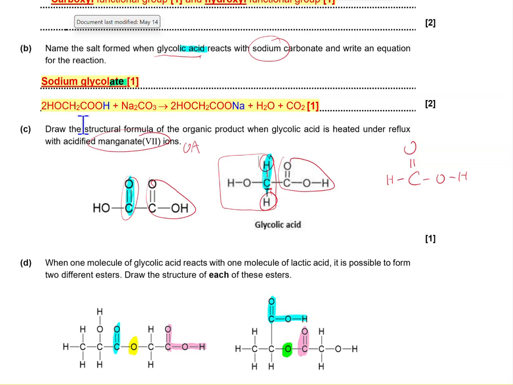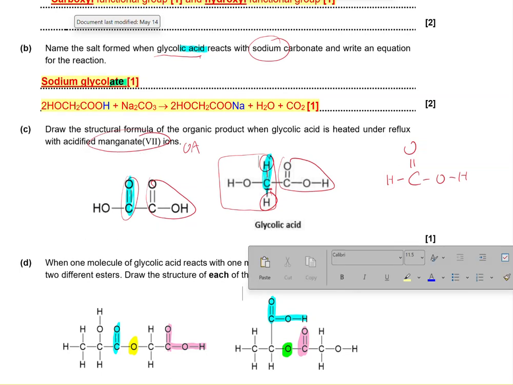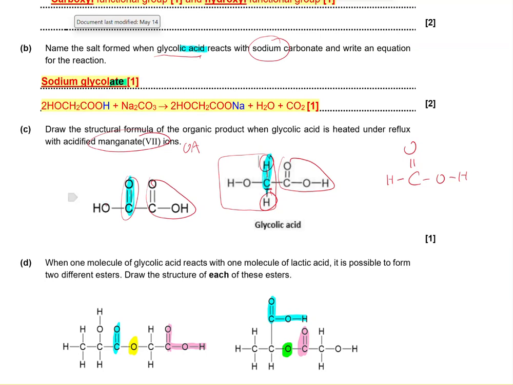Now, when you draw a structural formula, preferably you show the bonds even in between here. It will be good for you to show even here. So you can do this dash O dash H, and this is also dash O dash H. Show the full structural formula.